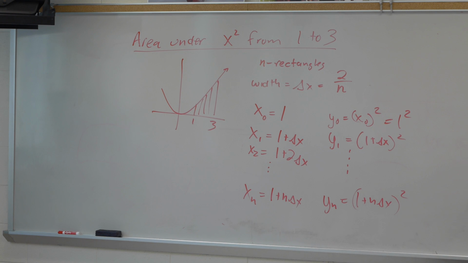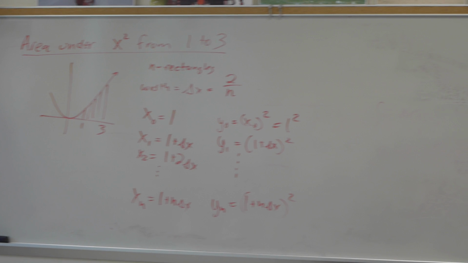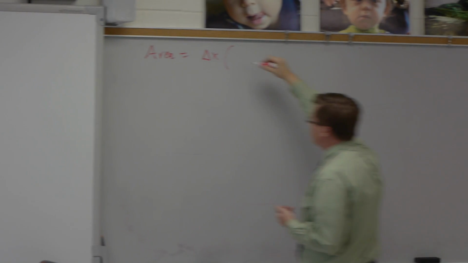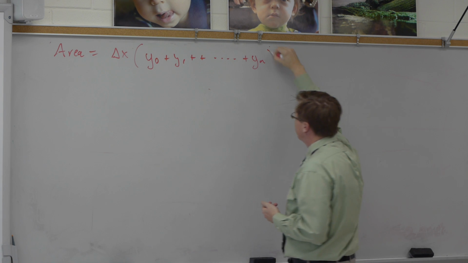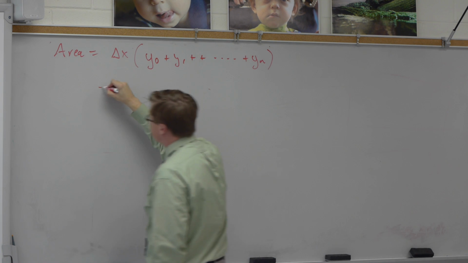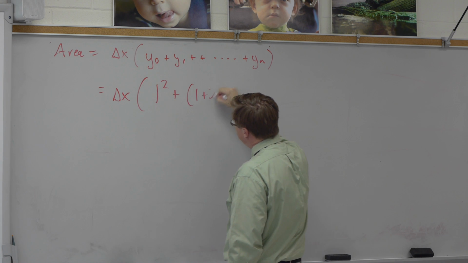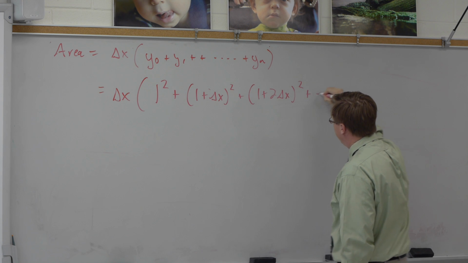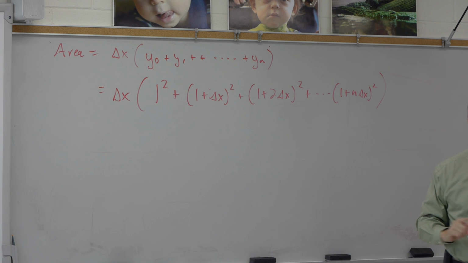So now let's figure out what the areas would be. Area is the width times the sum of all the heights. So delta x times y0 plus y1 plus all the way up to yn, which is 1 squared, 1 plus delta x squared, 1 plus 2 delta x squared, 1 plus n delta x squared.